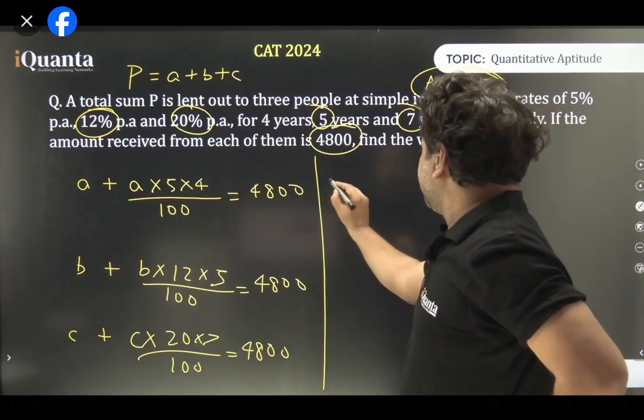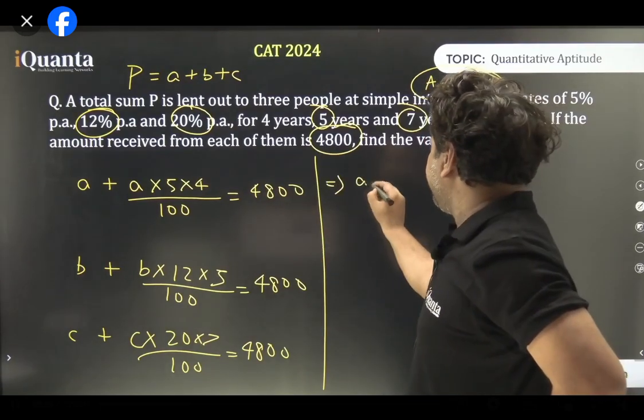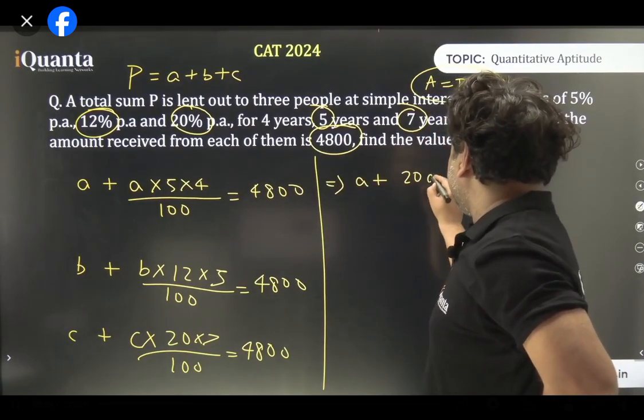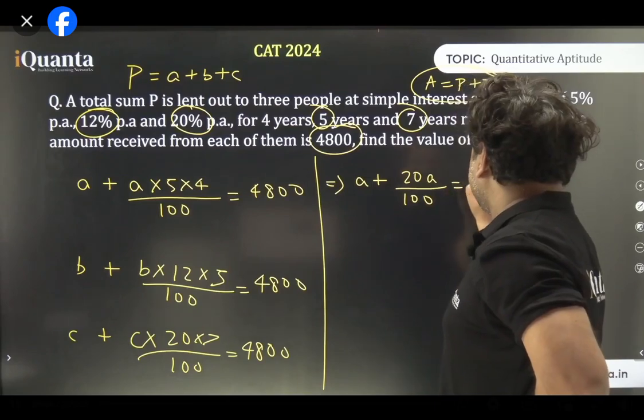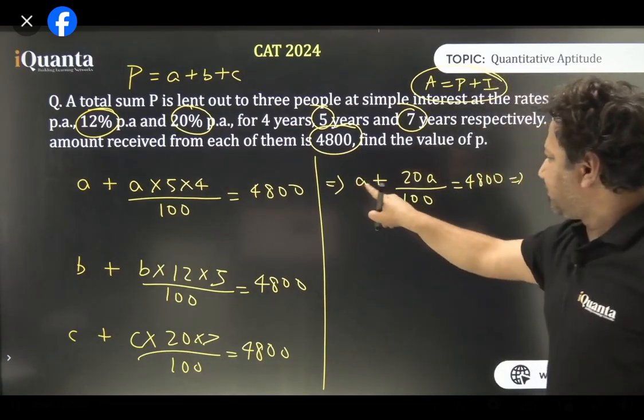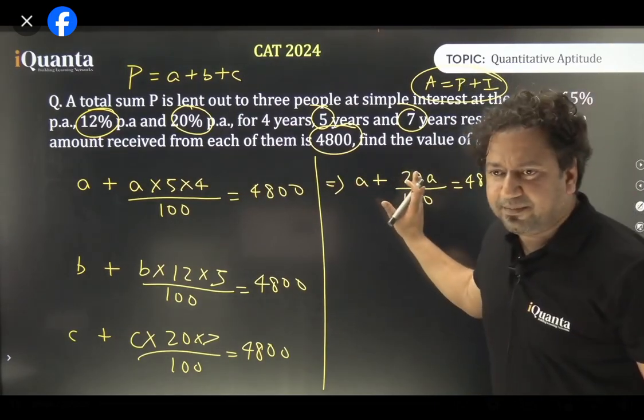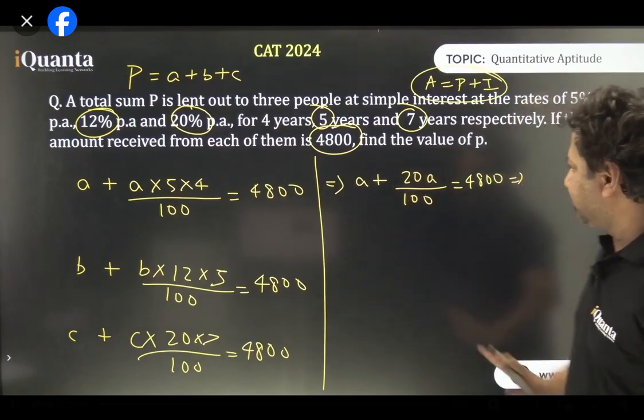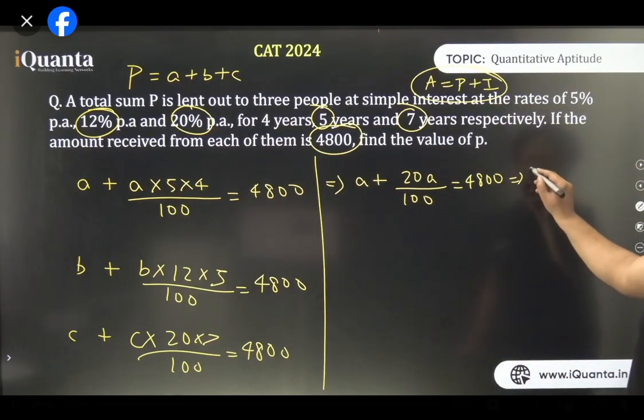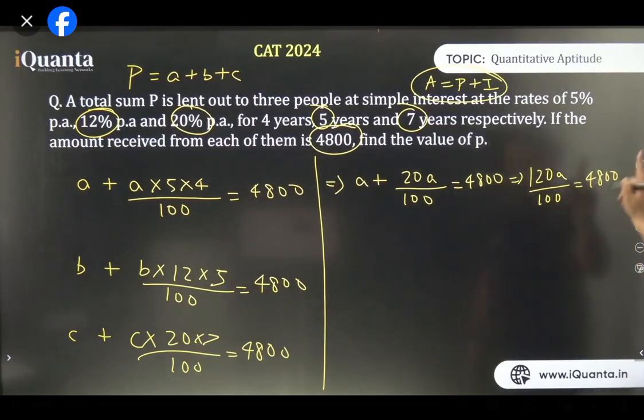Let us solve them one by one. So first statement. A plus 5 into 4 is 20. I will do this very simply, like for small kids. This is equal to 4800. I know you can solve this. 100A plus 20A, you know how to add them? A plus 20A by 100, you get 120A by 100. That is equal to 4800. Right? Calculate the value of A.